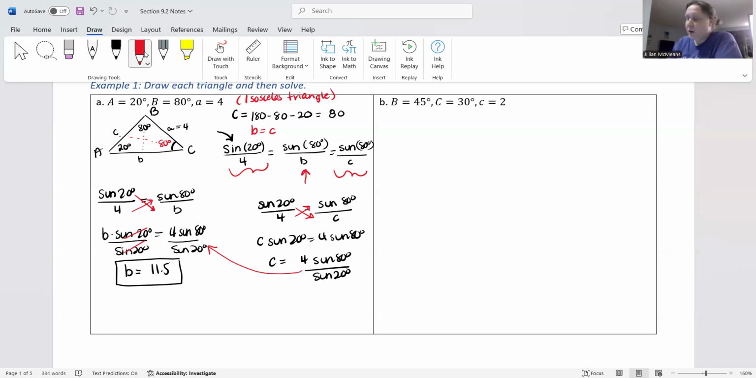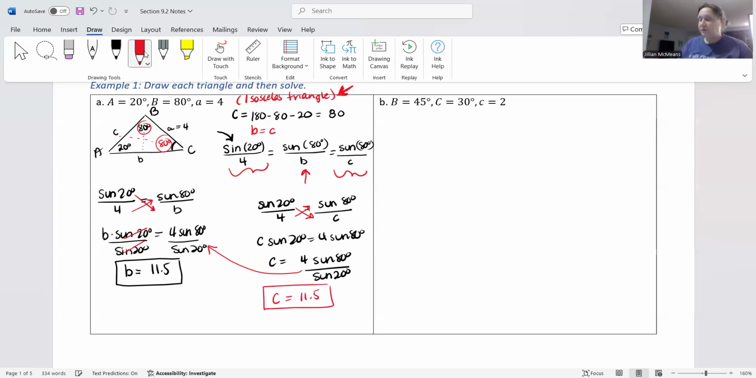Hopefully you're like, well, we had an isosceles triangle, right? And so we know that if we have 2 angles that are the same, we have to have 2 sides that are the same as well. Well, we know side A is 4. We know side B is not 4. So we know one of the other sides, C, has to either be 11.5 or 4. Well, it doesn't have a matching angle to A, so it has to be 11.5. So we would say C is also 11.5.